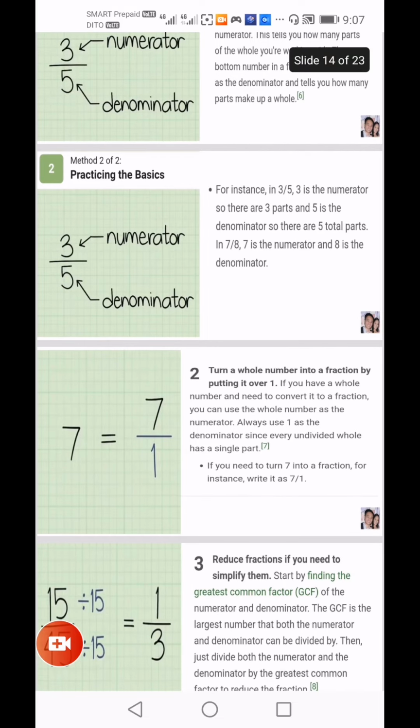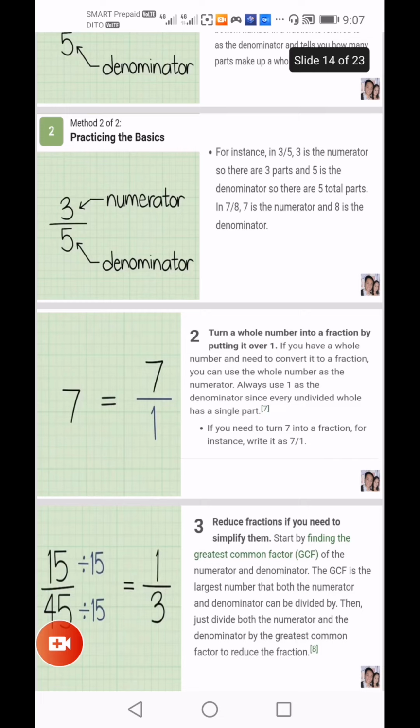For instance, in 3 over 5, 3 is the numerator, so there are 3 parts, and 5 is the denominator, so there are 5 total parts. In 7 over 8, 7 is the numerator and 8 is the denominator.